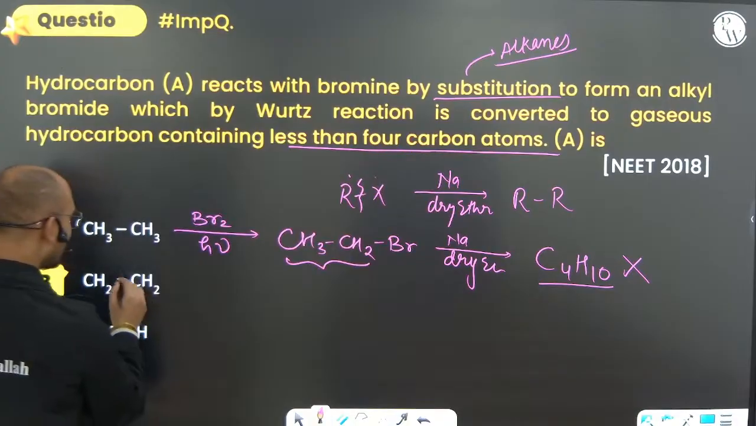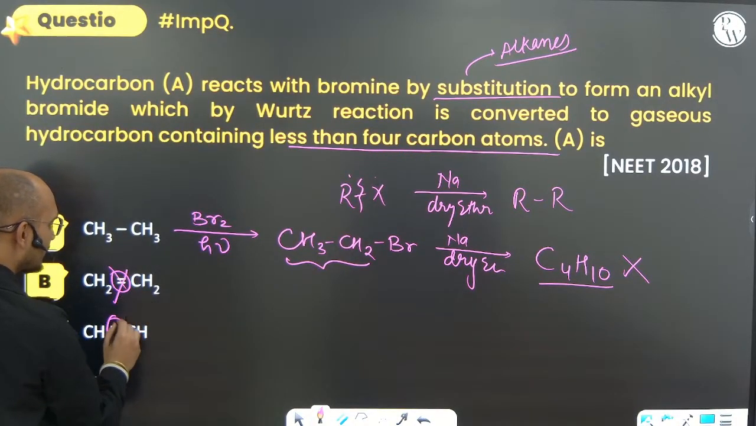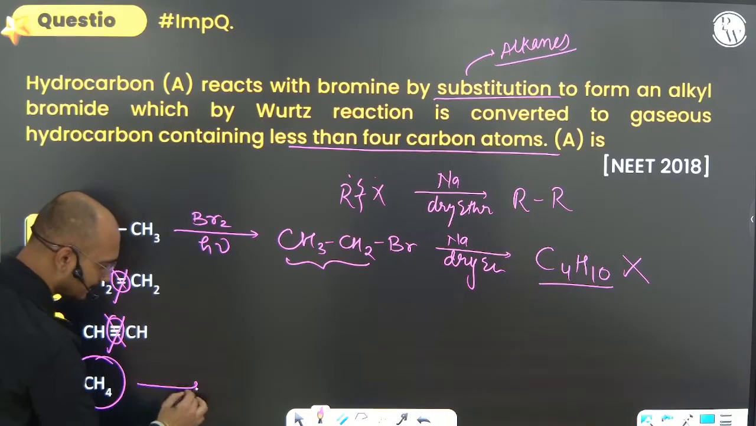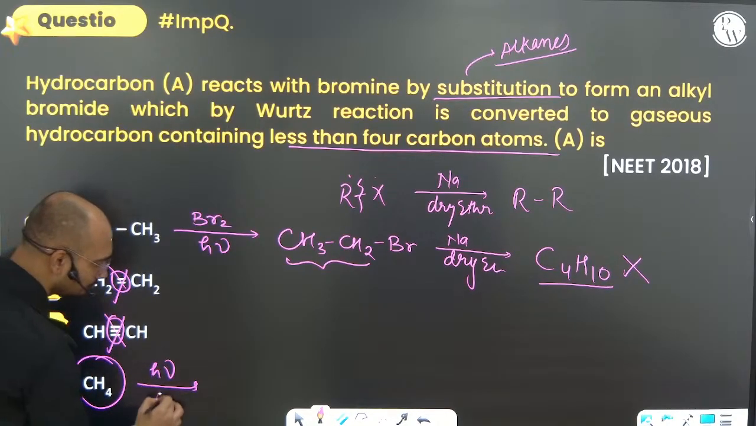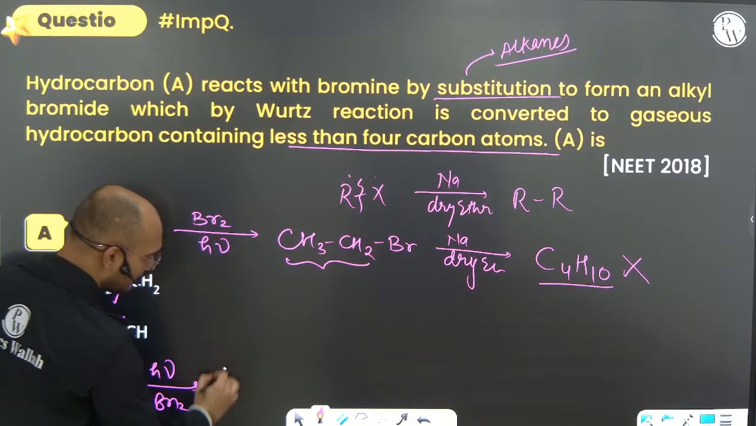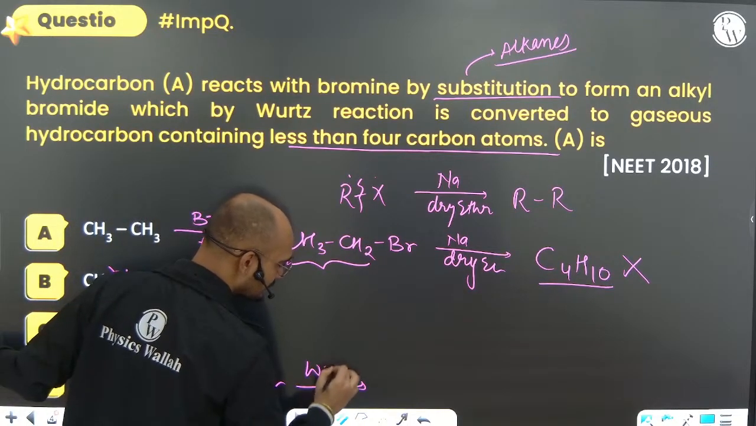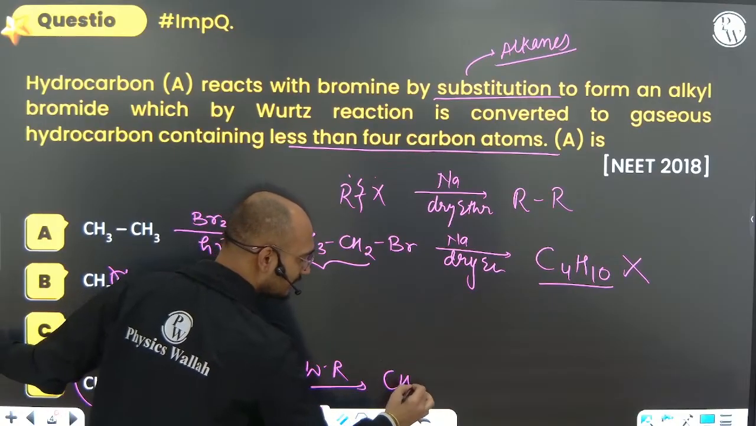Now there is alkene, so not possible. Alkyne is there, not possible. So what can we say? Here it is, of course, methane. Methane in the presence of hv and Br2 will convert into CH3Br. And if Wood's reaction happens, what will happen?